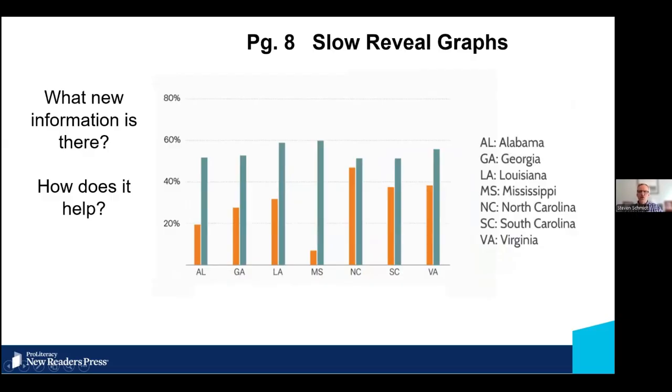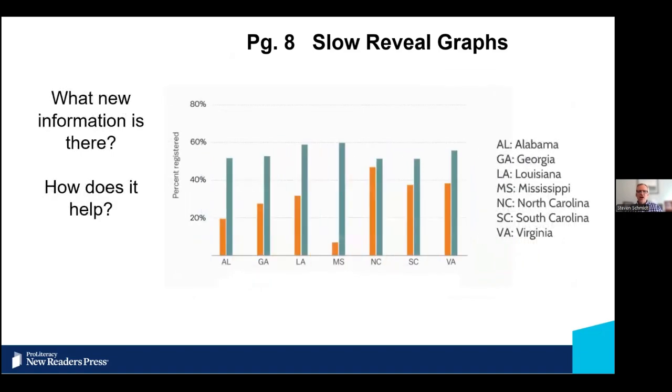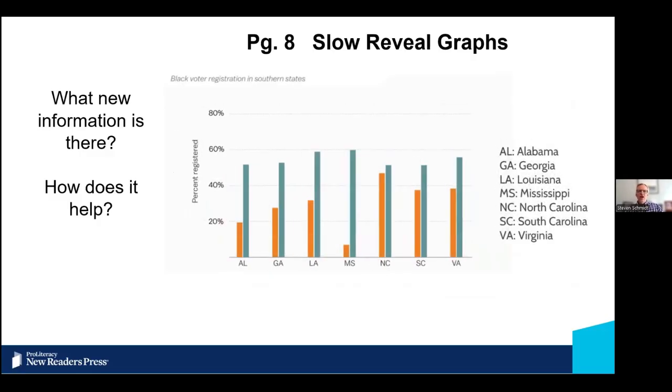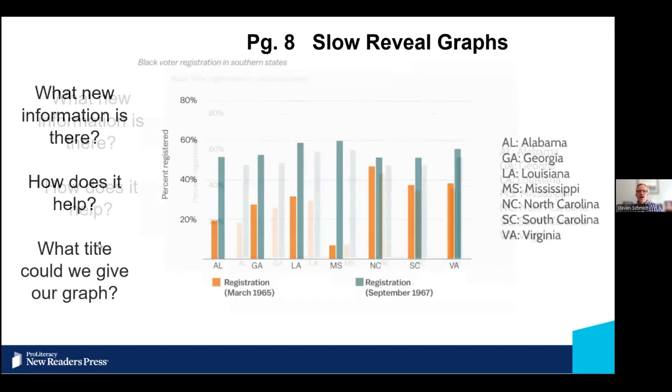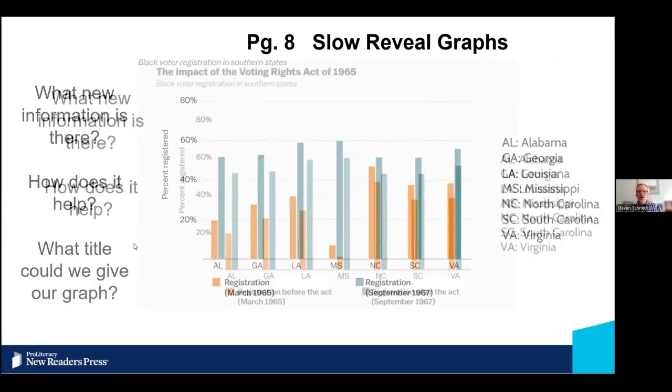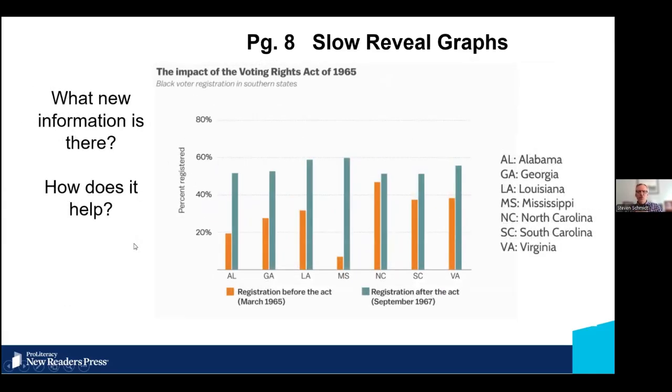Then we realize that, oh, these are states, and it appears that these are southern states. And then we see that, oh, these are percent registered that have gone from 20 to 60%. And then we get a little more information in the top left, where we get black voter registration in southern states. And then we get more information about the Voting Rights Act of 1965 and how the registration changed between that.